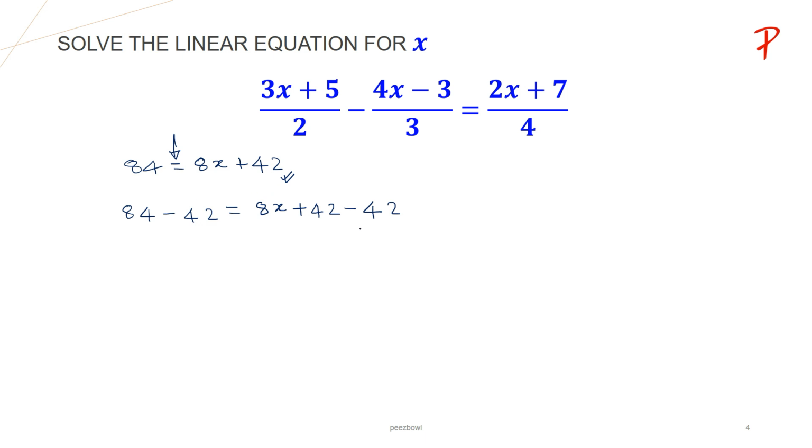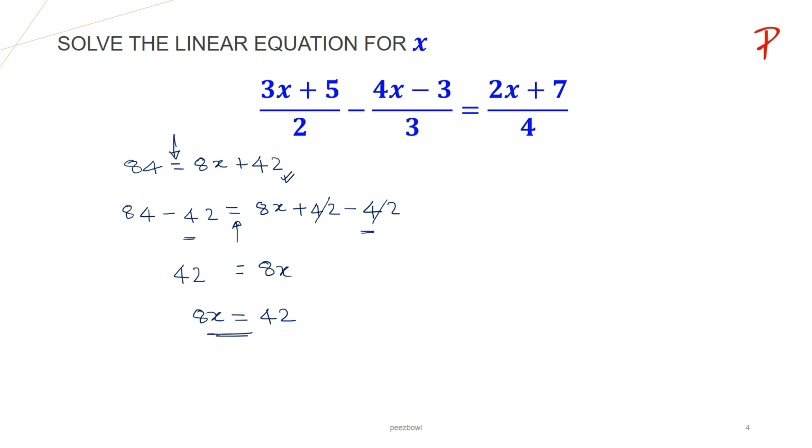Okay, so here because I have removed 42 from the right hand side, I need to remove 42 from the left hand side as well. Otherwise this equation will not be equal. Okay, so here minus 42 and plus 42 will cancel each other, and then we have only 8x, and on the left hand side we have 84 minus 42, that is 42. Or we can also write it as 8x equal to 42. Both are the same, right? Now it is simple to find out the value of x.